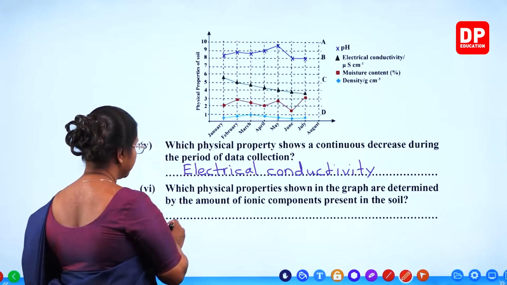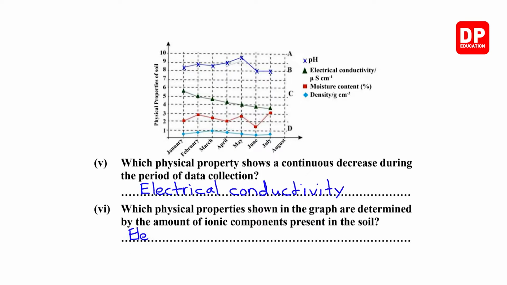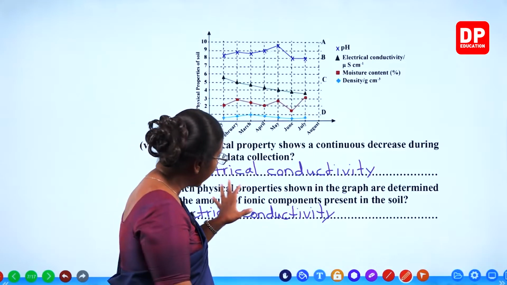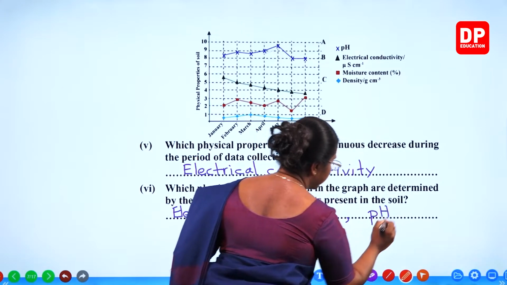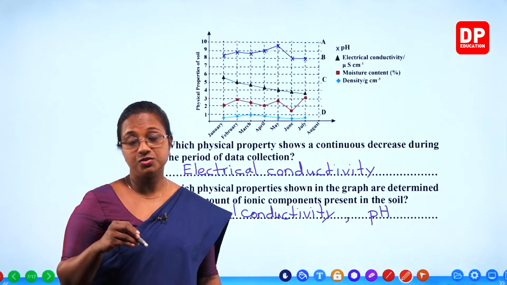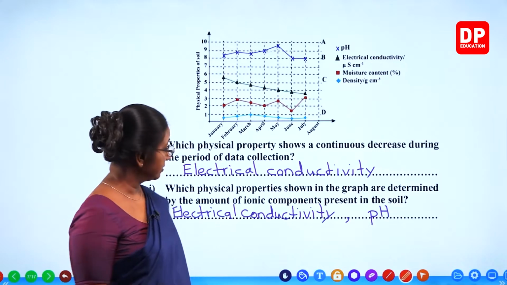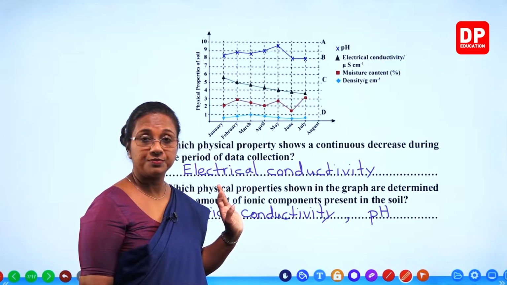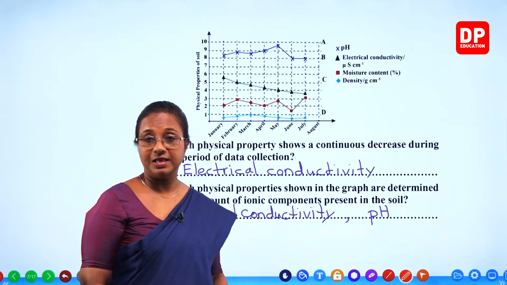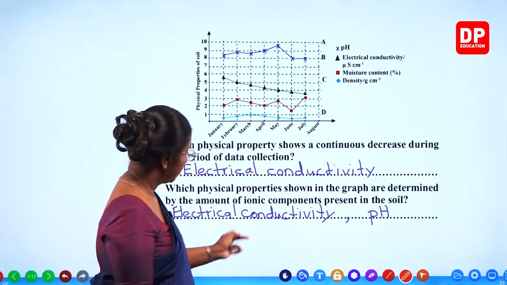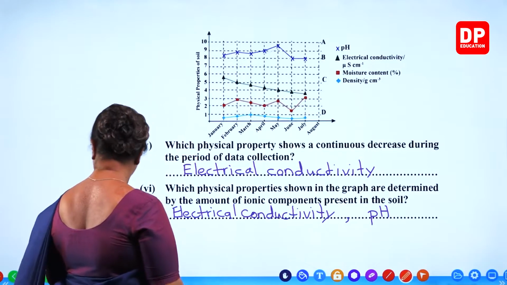So that is what you need to write here. Electrical conductivity. In addition to that, like I said, we can also write pH as well, because that also depends on the ion. So like I said, H plus and OH minus ion. So it depends on ionic compound. Is that clear? So since they have asked physical properties, you have to write both of them. Is that clear? So with that, I'll move on to the next question.